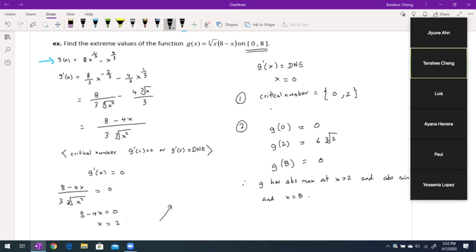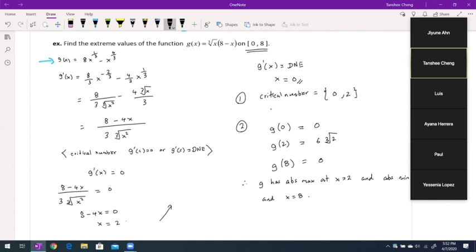Then the next thing that you need to look at is when g prime of x, the derivative function, does not exist. Since the derivative function is a rational function, and in the denominator we have a cube root of x squared, the derivative function will not exist when x is equal to 0. Also, this 0 is part of the domain of the original function. So now I say that my critical numbers will be at 0 and what? 2.